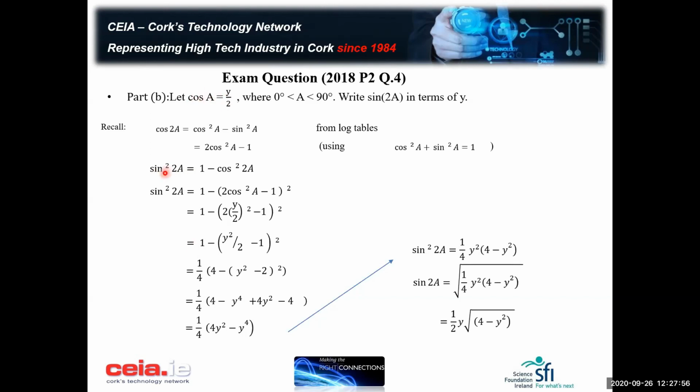So sine squared 2a is, you want to change between sine 2a and cos 2a. So you use the fact that cos squared plus sine squared of an angle is 1. So sine squared 2a is 1 minus cos squared 2a. And then replace the cosine squared 2a.